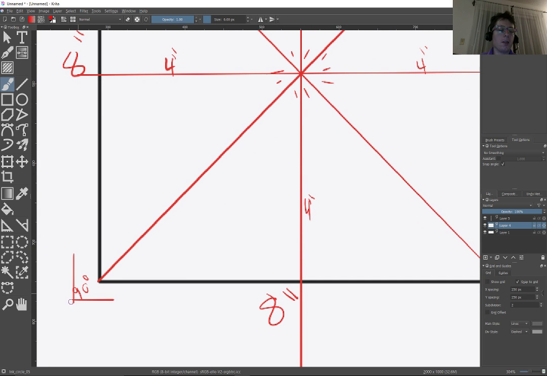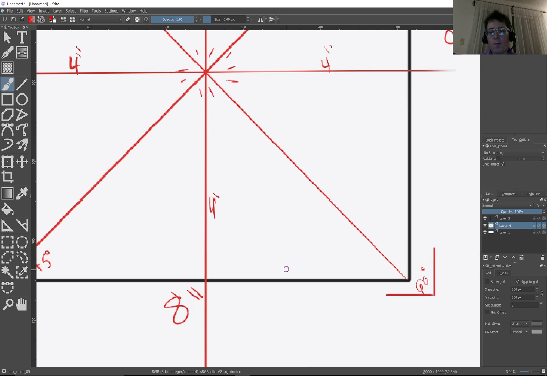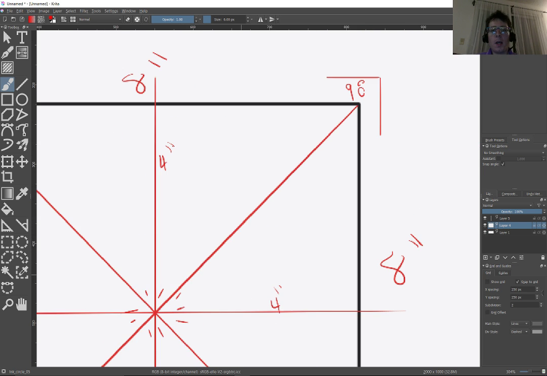The other thing that's cool is we can get an exact division here. What's half of 90? 45 degrees. And all those inner angles are going to be 45 degrees too.